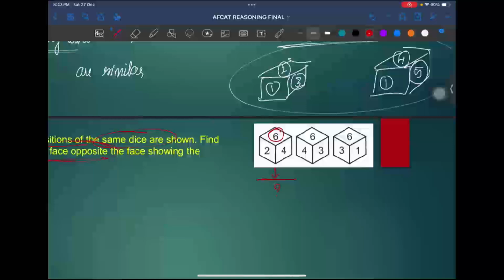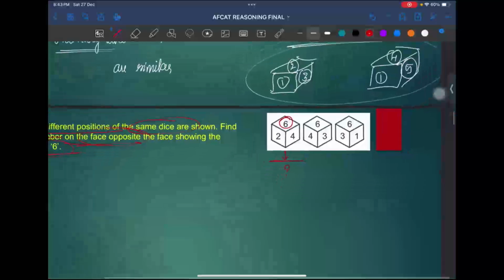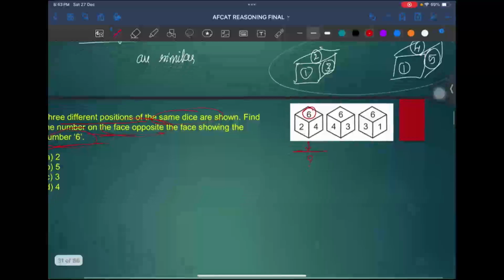So when you find this kind of question, you just need to find one single number which is the same in both the dice, and adjacent sides. In the sense, for example, if I consider 6, 2 and 4 will be the adjacent sides. This 2 and 4 should not be repeated in the next dice.